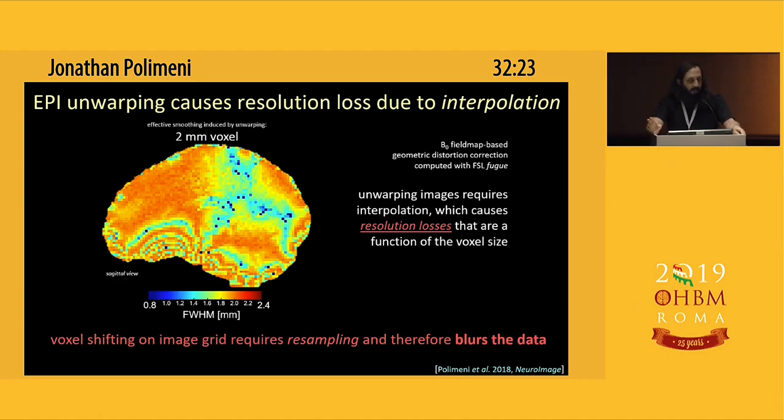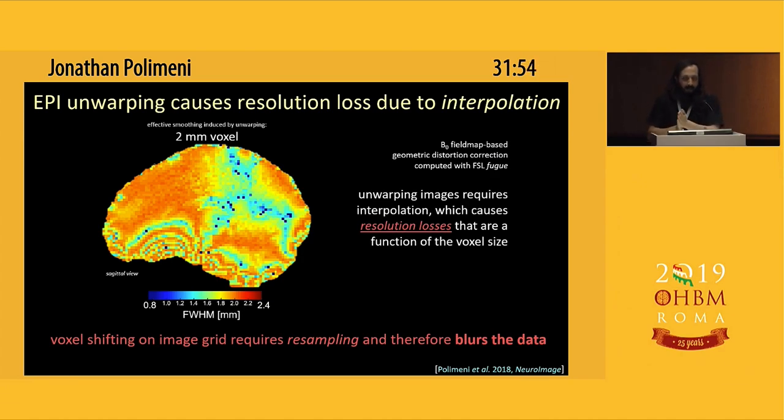But of course, EPI unwarping causes resolution losses due to interpolation. So here's a map showing the resolution losses intrinsic to the unwarping process. This is EPI data distortion corrected with standard field map-based correction. You can see that the pattern of the spatial resolution losses in these data looks very similar to the B0 map itself. And I didn't use the audience response system, but a fabulous no prize goes to any audience member who can explain why this spatial resolution loss looks so similar to the B0 map.